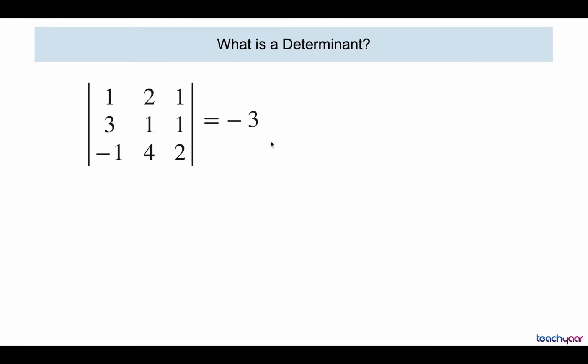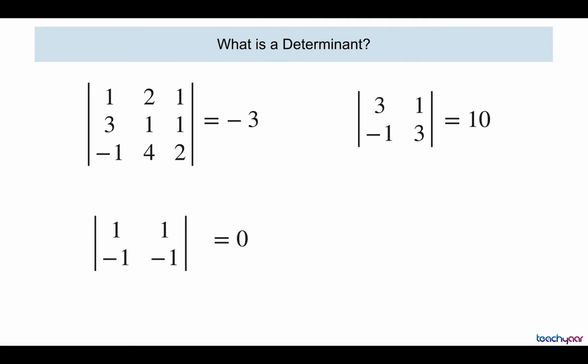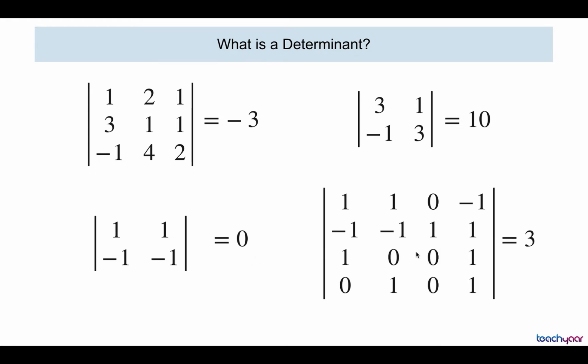Now, why is it minus 3? How do we compute it? We'll get to that. So, this is another matrix, 2 by 2, and the determinant of that is 10. Another matrix, again a 2 by 2 matrix, and you see that the determinant is 0. Interesting. And now we have a bigger matrix. It's a 4 by 4 matrix, and the determinant is 3.